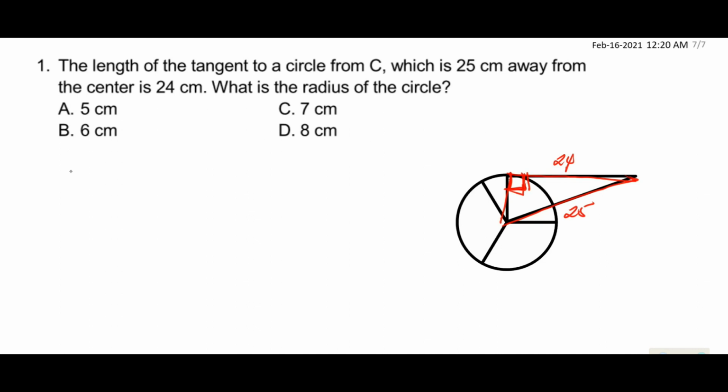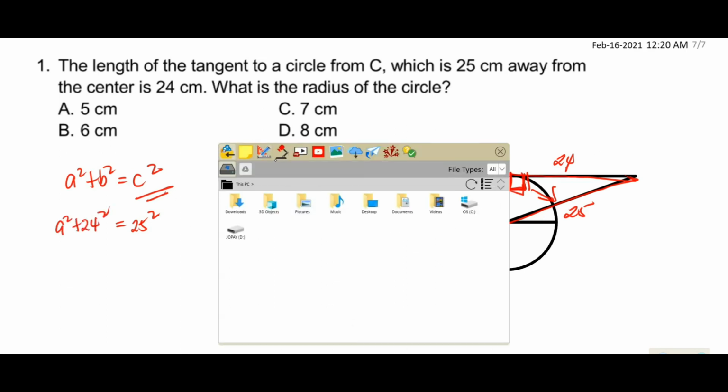So, balik tayo sa Pythagorean, a squared plus b squared is equal to c squared. Take note, c squared is the hypotenuse, yung opposite the 90 degrees. So, this one is 25. So, this is 25 squared. So, ito naman, interchangeable naman si a and b. So, that's a squared plus 24 squared.